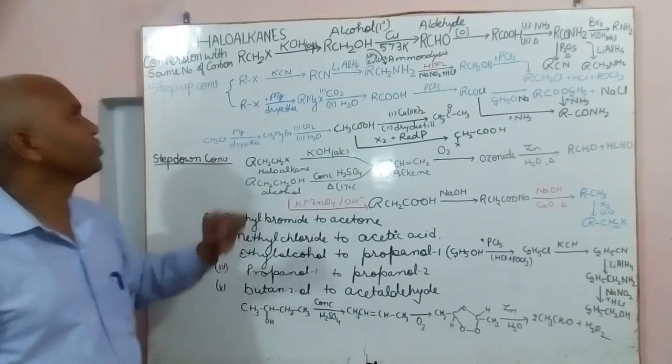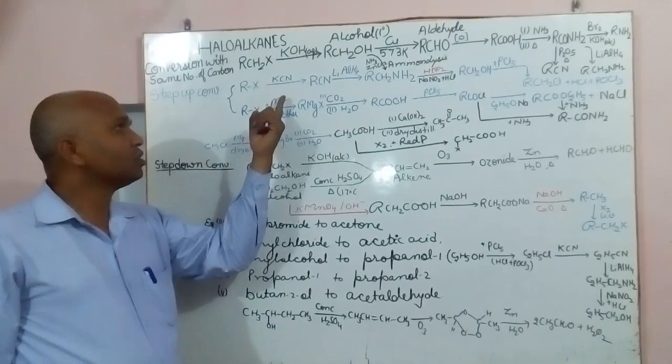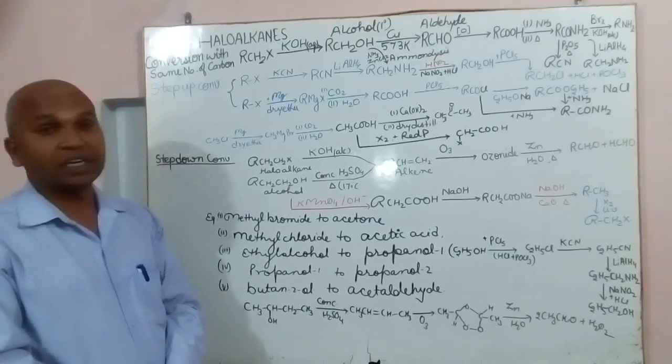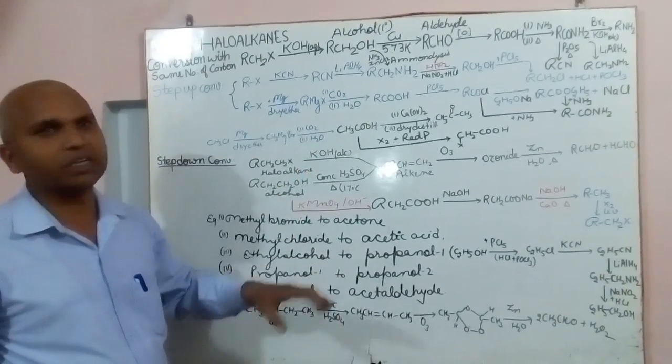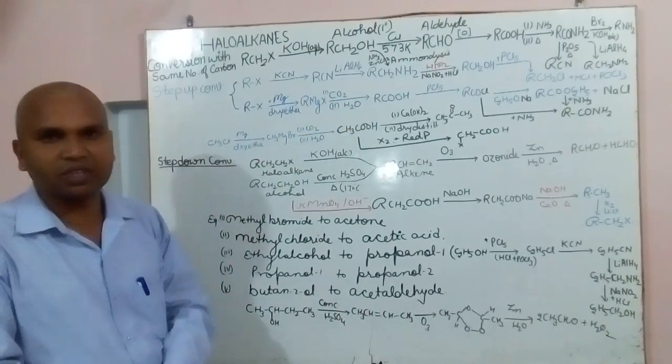This is the process. The second is, we have taken the haloalkane with magnesium in presence of dry ether, it will form the Grignard reagent. With this Grignard reagent we can do a lot of conversion. I have taken only one, that with carbon dioxide and water it converts into the carboxylic acid.